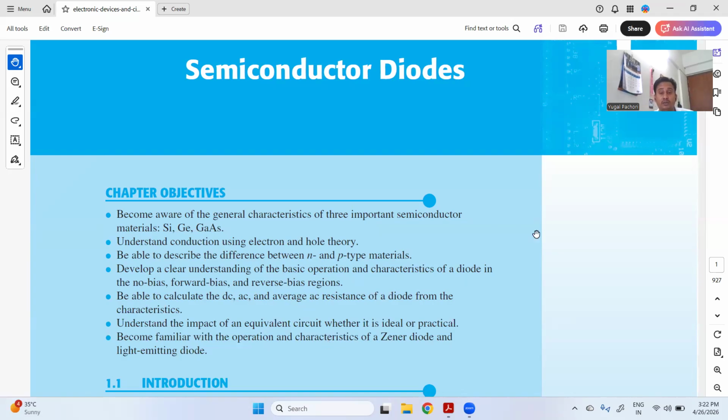Then you will understand the mechanism, or the working, of the diodes in the three regions. Basically, there are three regions, so you can see the three regions. One is forward bias, then no bias, then we have the reverse bias. As soon as you come to know what these things are, then you will be able to understand them.